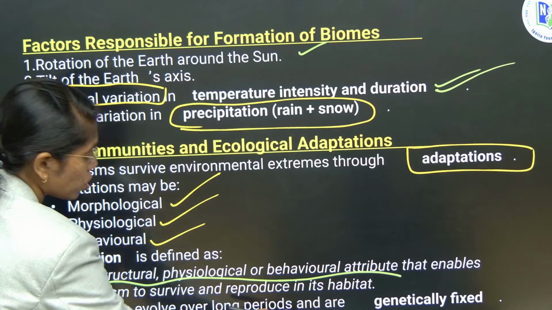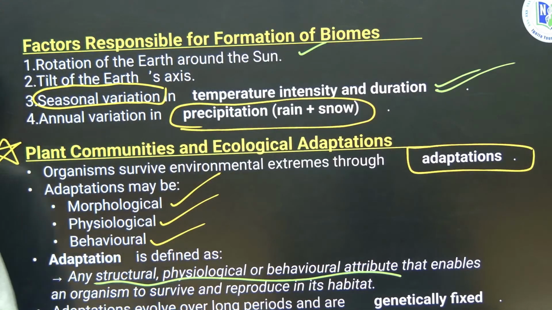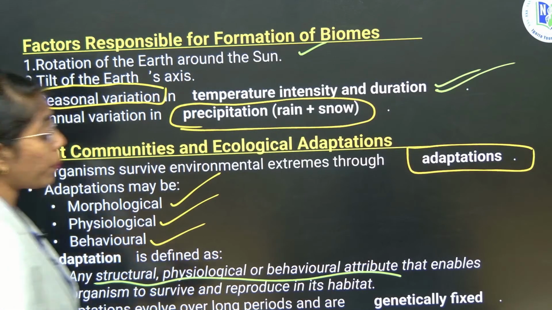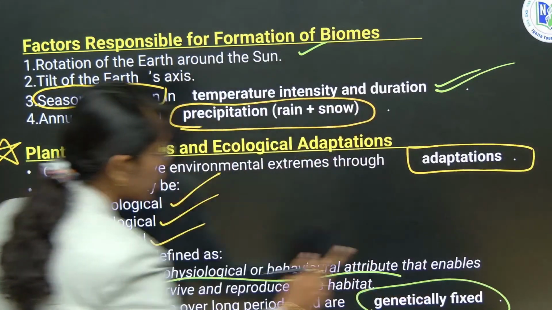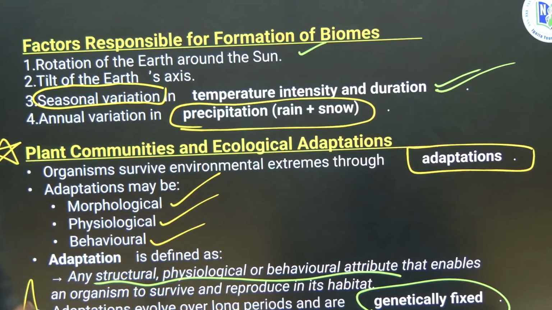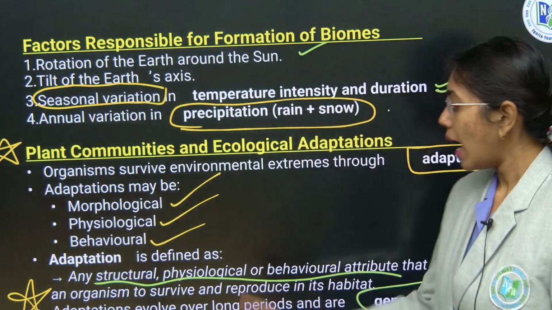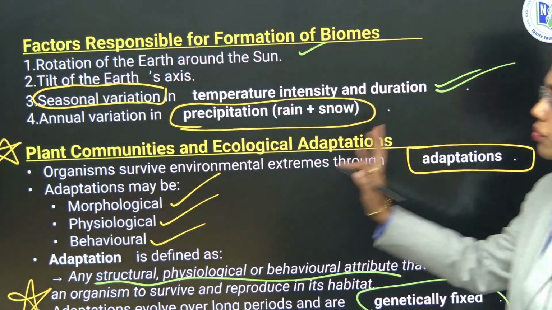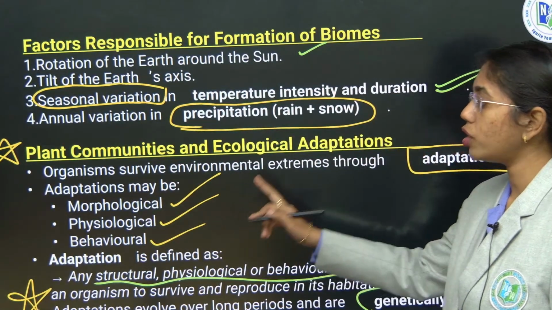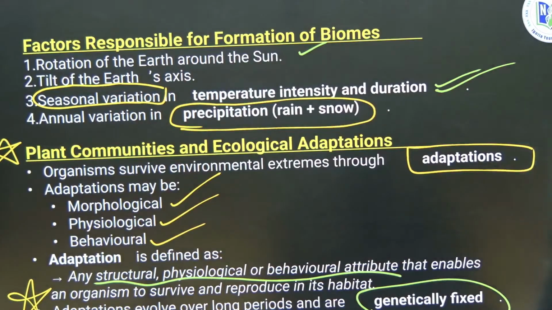Adaptations evolve over long periods and they are genetically fixed. Okay. Adaptations are genetically fixed, which is a very important statement. We can expect it in statement based questions. Are adaptations genetically fixed? Yes. They are processed over long periods of time and they are genetically fixed. We have three types of adaptations: morphological, physiological and behavioral.